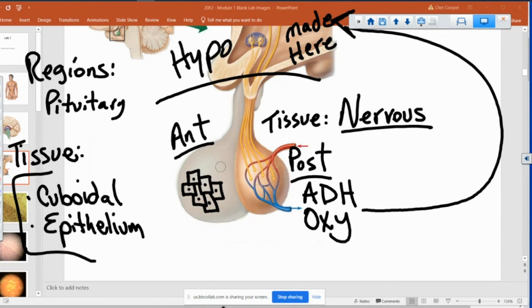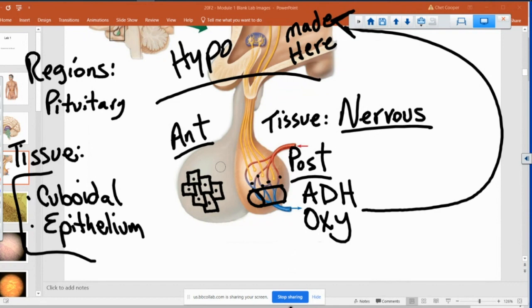They're just, this is where they are released and get into the, see, they drew them already there, but I wanted to draw my little capillary so you can see that. Okay, that's where they get into the blood, but they're made way up there.